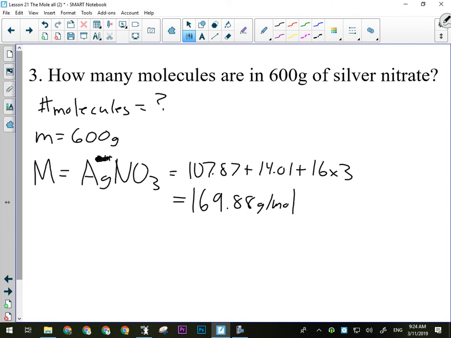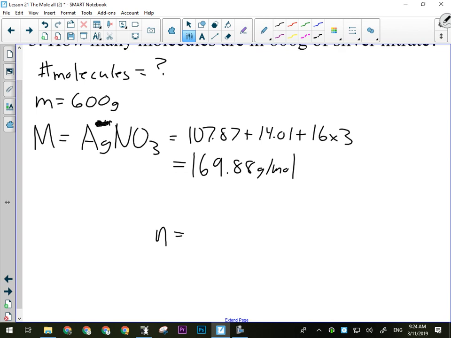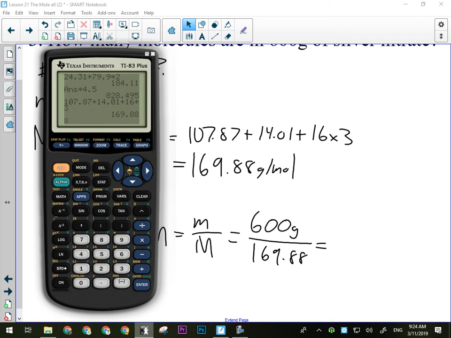What can I find right now if I have little m and big M? N. That's probably my next step. I want to find N, the number of moles. So N equals little m over big M. That'll be 600 grams, because that's what we were told the mass was, divided by big M, 169.88. All right, so I have 3.53 moles here.